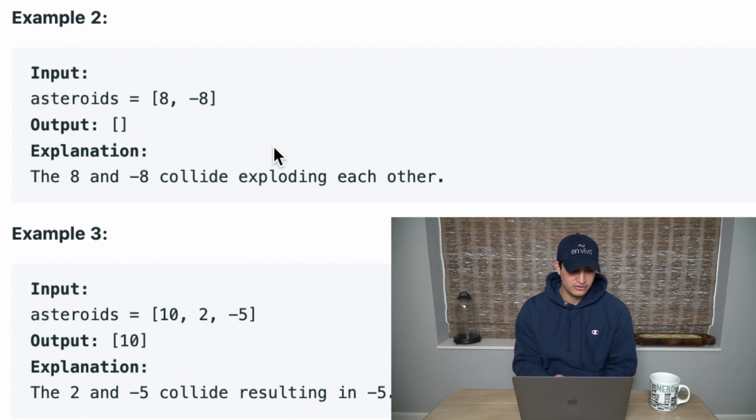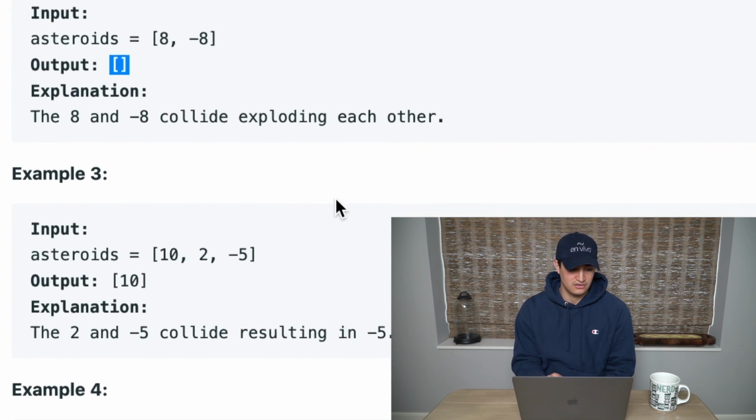Now in example 2, if we just had two asteroids, right, one of size 8 moving right, and one of size 8 as well, but it's negative, so it's moving left, they are the same size. So they will collide because they're moving in opposite directions. They will both explode because they are the same size, and therefore we'd output just an empty array, right, because there's actually nothing left after all these asteroids have collided. And so they tell us that 8 and -8 collide, exploding each other.